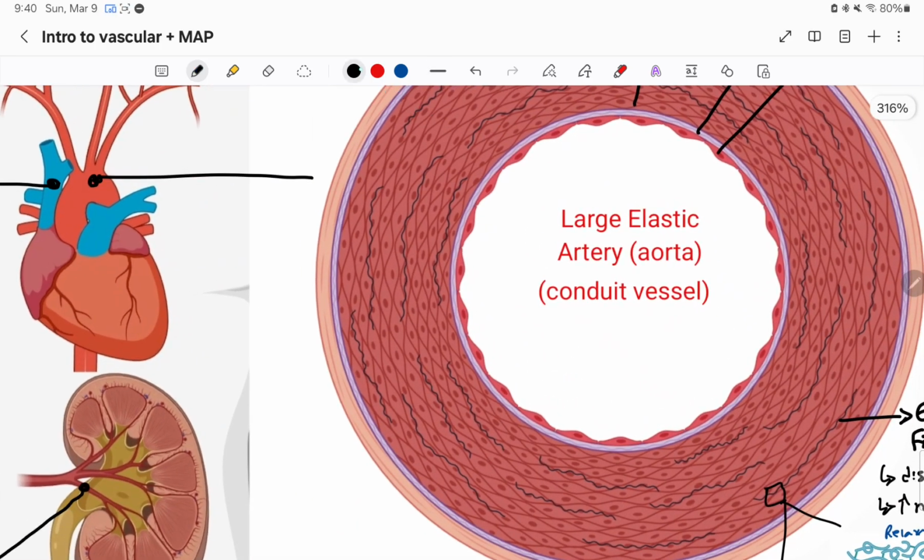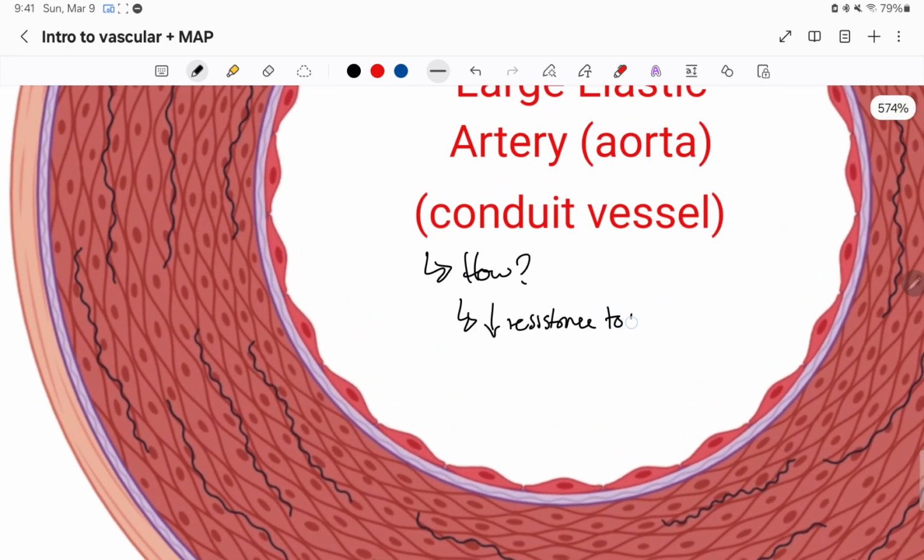Well, I have something written here. I have written that the aorta is a conduit vessel. What does it mean to be a conduit vessel? Well, a conduit vessel is going to bring blood from the heart to the organs without actually impeding or changing blood flow. But how is the aorta or any of these arteries able to do this? Well, first of all, they actually have a low resistance to blood flow, and I'll abbreviate blood flow as BF.